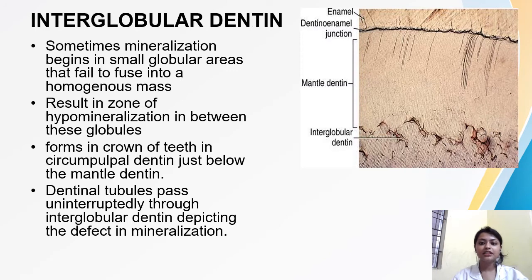Interglobular dentin. This picture also is vividly seen. Sometimes mineralization begins in small globular areas that fail to fuse into a homogeneous mass. It results in a zone of hypomineralization in between these globules. So between these globules there will remain a zone of hypomineralization, and that will cause the interglobular dentin. It forms in the crown of the teeth in circumpulpal dentin just below the mantle dentin. Dentinal tubules pass uninterruptedly through interglobular dentin, depicting the defect in mineralization.